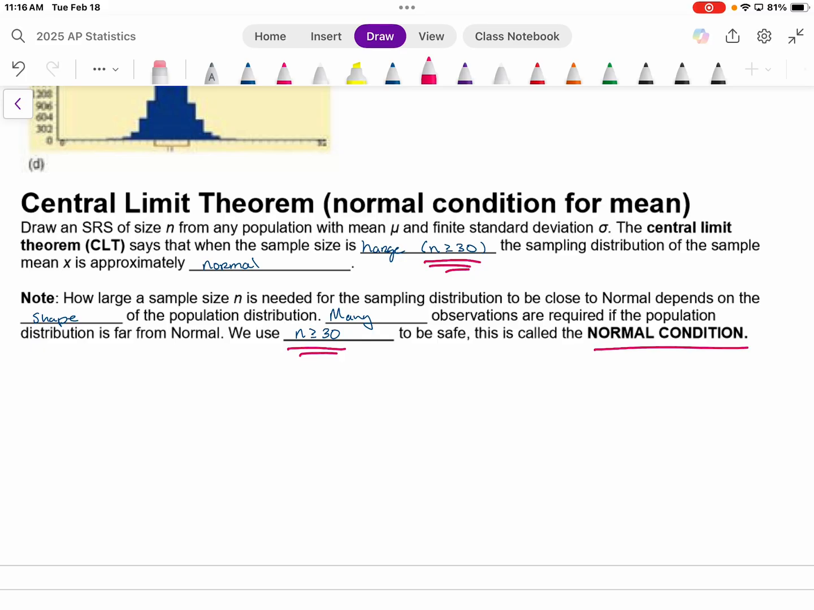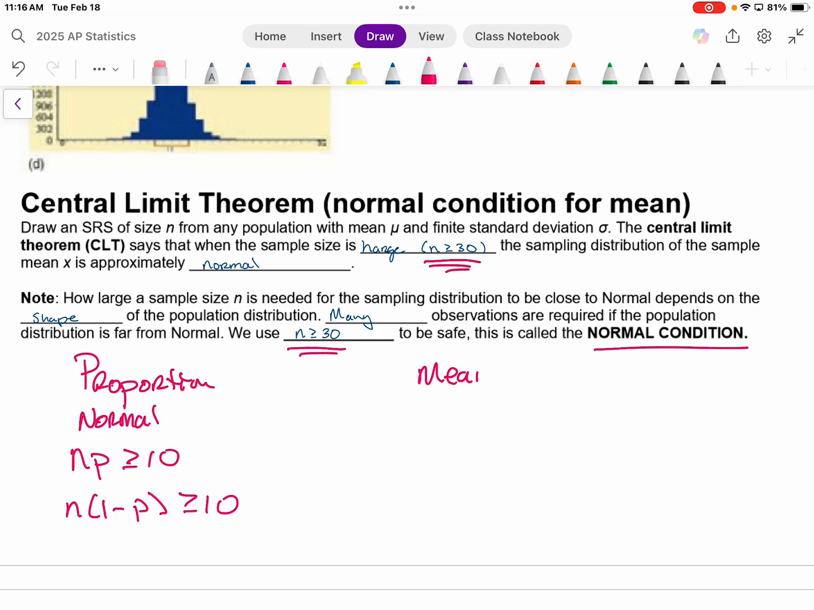Remember, we had a normal condition for proportions in the previous lesson. In order for it to be normal, n times p had to be greater than or equal to 10, and n times 1 minus p had to be greater than or equal to 10. When we're dealing with means, n has got to be greater than or equal to 30 for it to be normal. Okay, so you may want to add that. I didn't add that in your notes. I leave some stuff out so we can write stuff to keep you guys awake. Okay?